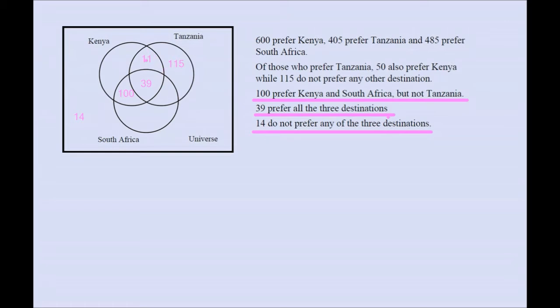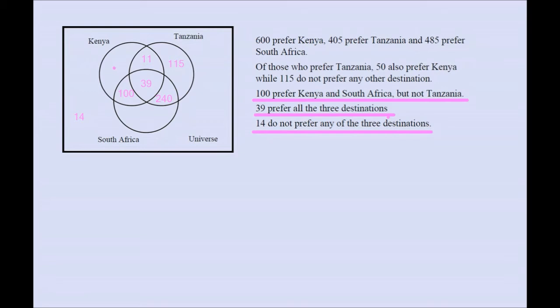Because if I put 11 here, then 11 plus 39 is 50, and 50 end up preferring Kenya of the people who prefer Tanzania. How do I find the value that goes here? Well, you're going to take 405, the number of people who prefer Tanzania. From 405, you're going to subtract the sum of 11, 115, and 39. That turns out to be 240.